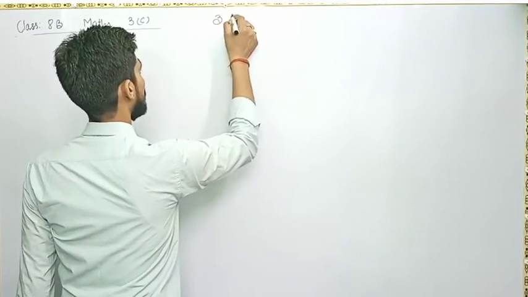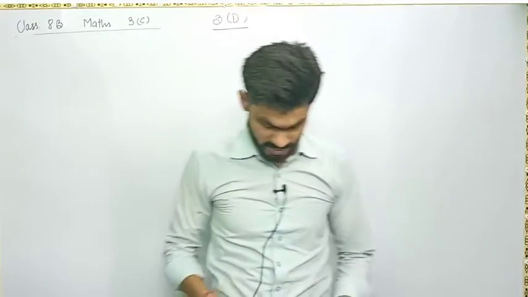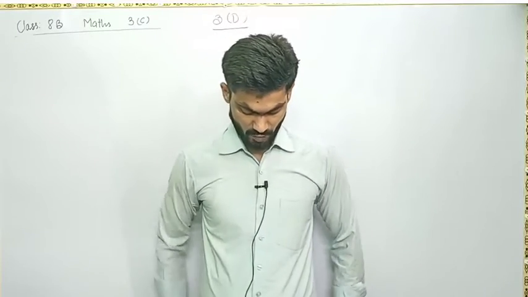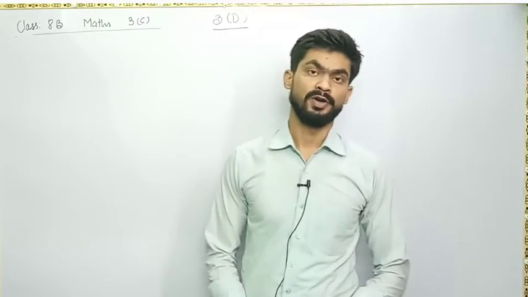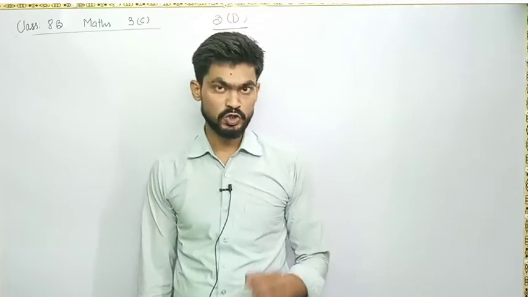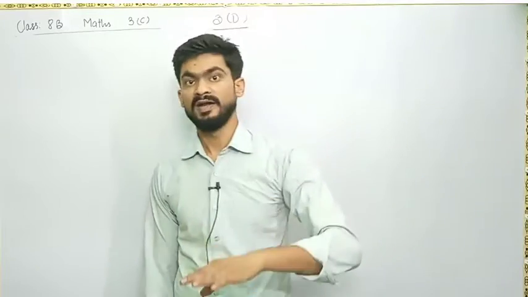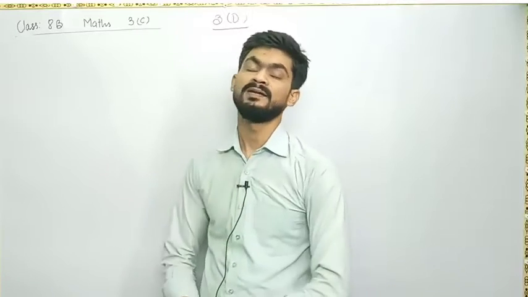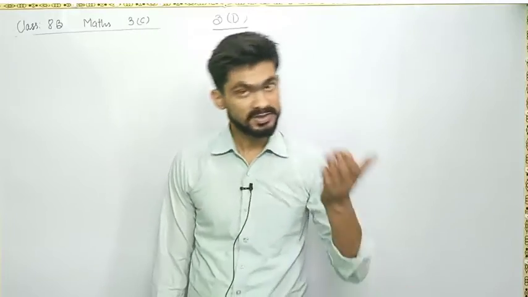3D. The very first question says: find the least number which must be subtracted from each of the following numbers to make it a perfect square. My dear children, till now I have explained how to find the smallest number that should be multiplied or divided in order to make the number a complete square. Now we have to add or subtract.